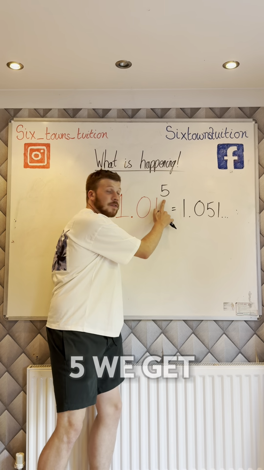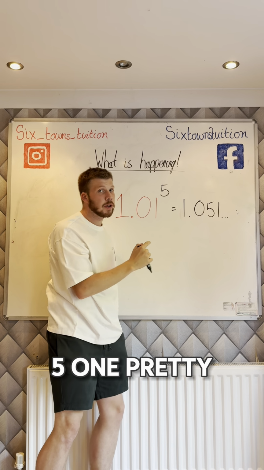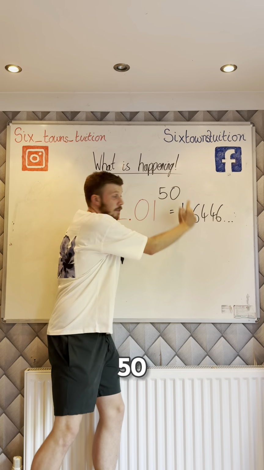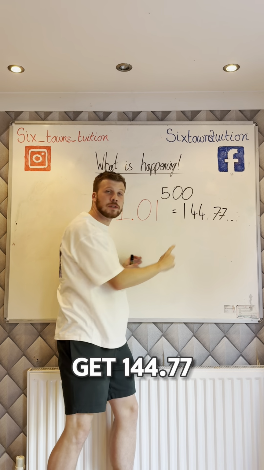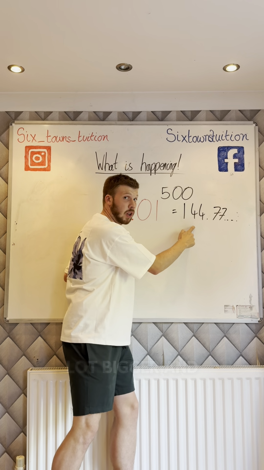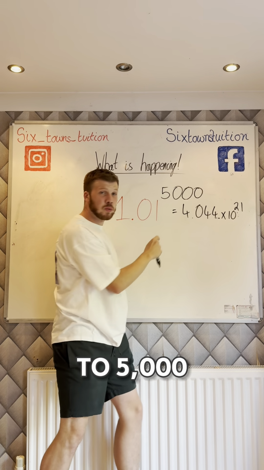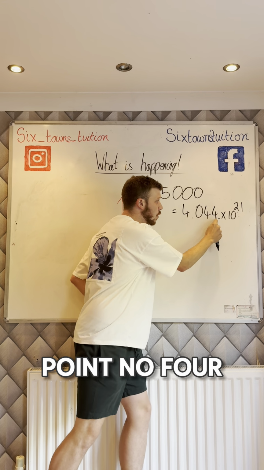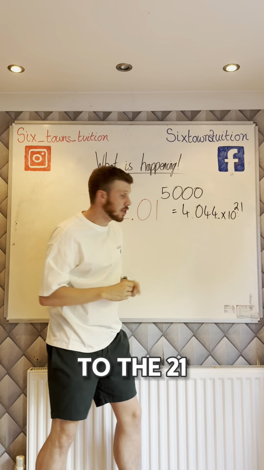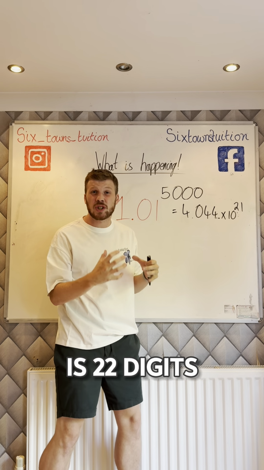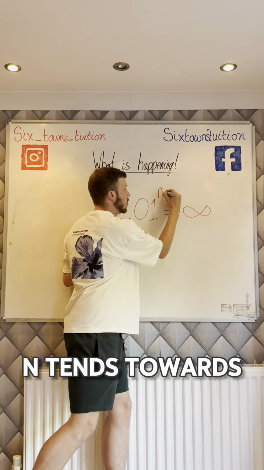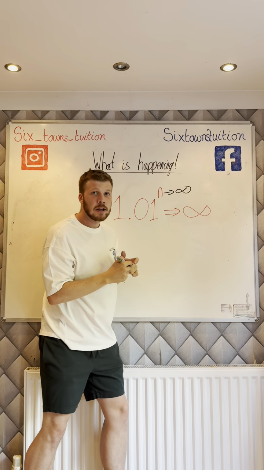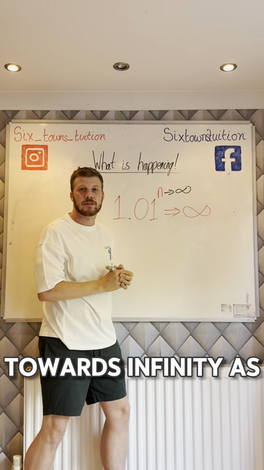n. If n is 5, we get 1.051. Pretty small still. To the power of 50, we get 1.6446. To 500, we get 144.77. So that's a lot bigger. And to 5,000, we get 4.044 times 10 to the 21. So this number is 22 digits large. So what we can say, as n tends towards infinity, my number is going to tend towards infinity as well.